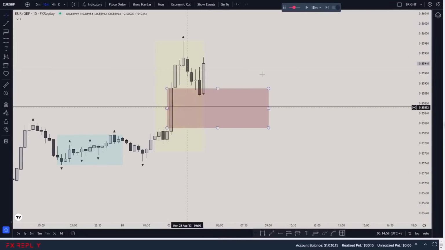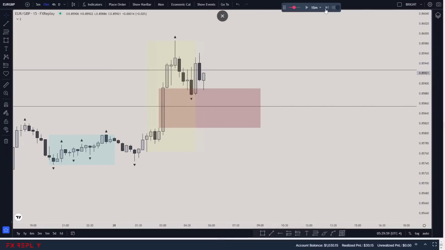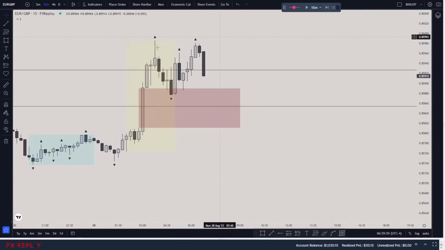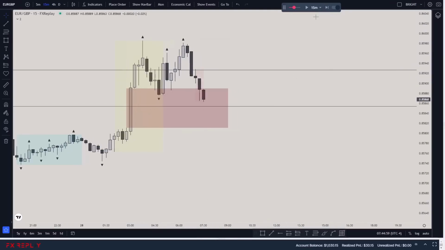Now let's keep moving and see what happened. Price actually reacts from this fair value gap, goes up. Now we're out of the kill zone, so we're gonna wait for New York kill zone to start, and price almost takes this liquidity level, but no, I think as of now price goes lower, closes below this level.